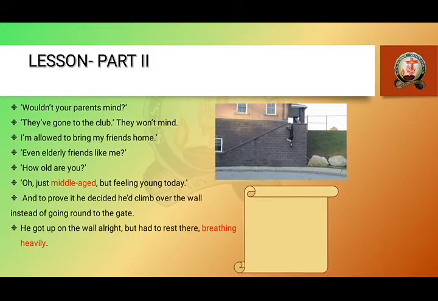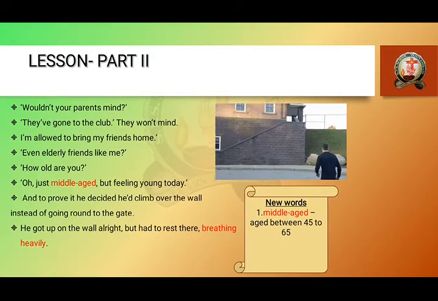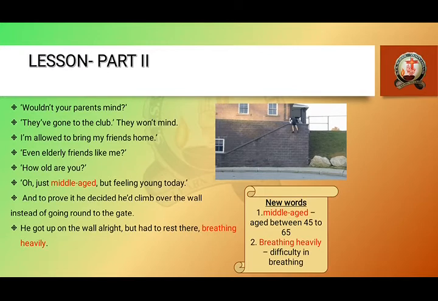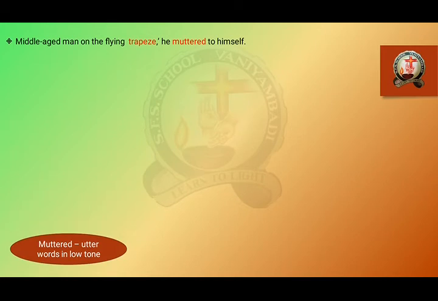because of his age. And here are the new words. Middle aged, which means aged between 45 to 60. This man might be aged between 45 to 60. Breathing heavily, which means difficulty in breathing. And next, middle-aged man on the flying trapeze. He muttered to himself. On climbing up the wall, he said to himself, middle-aged man flying on the trapeze. Trapeze is one thing. If you have ever gone to a circus, you can see in the circus that at the top of the rope, the man used to fly and catch the person's hand. Okay, like this. Muttered means uttered words in a low tone.